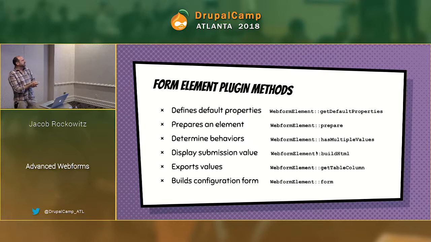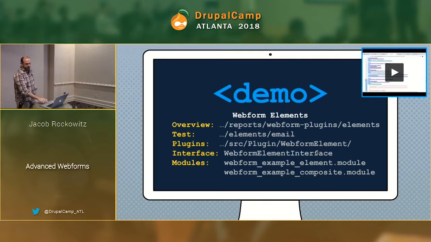So for form element plugins, the breakdown is you have to define the properties, very similar to getInfo, but get the default properties, how to prepare when you're going to render it, determining what the behaviors are. And one big difference of web form element plugins, I wish that slide title got fixed, is you're also deciding how you're going to build the HTML and the output. Like what are you going to show in that submission view? What are you going to send in email? And if you're going to export it, you're going to want to define how the table columns are going to work. And then ultimately a big feature is how the UI is going to look. How is that form going to render?